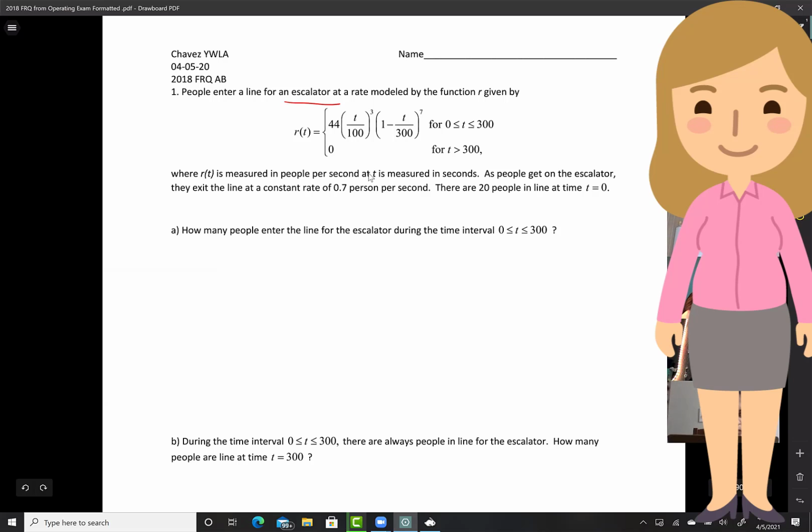That should say and. And T is measured in seconds. As people get on the escalator, they exit the line at a constant rate of 0.7 persons per second. Okay, so this is the out. There are 20 people in line at T equals 0. Okay, so read that, soak it in real quick. I'll be right back. Give me like a couple minutes.